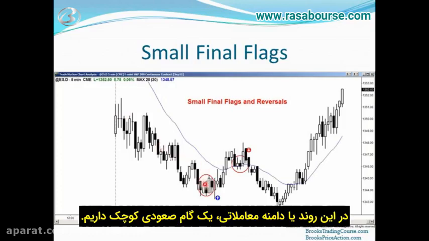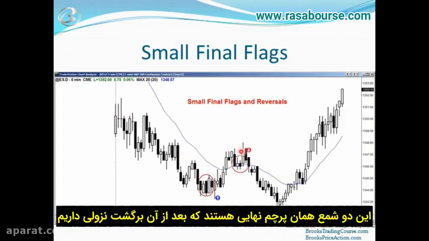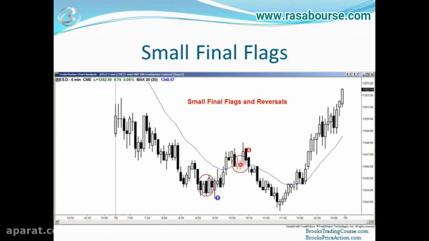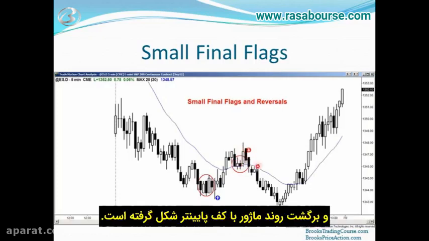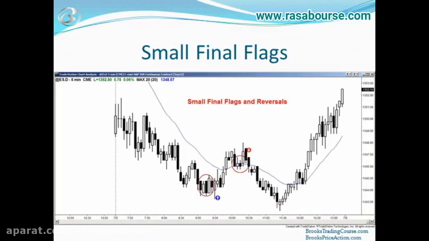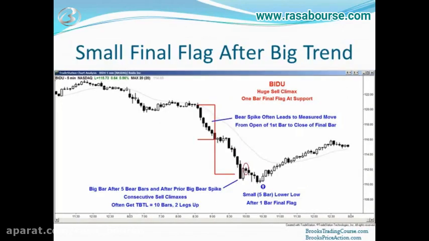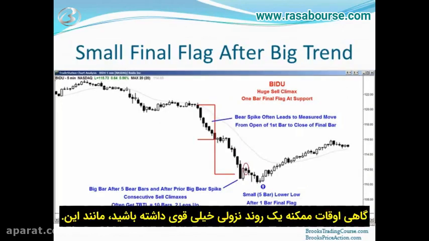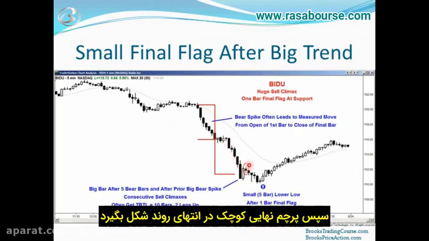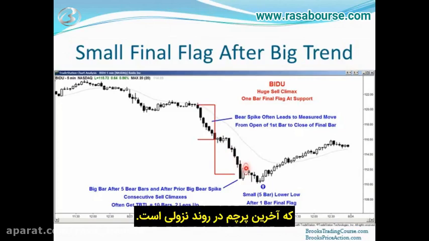We have a small bull leg in either a trend or a trading range. These two bars became the final flag that led to a reversal down to a lower low major trend reversal. Sometimes you can have a very big bear trend like this, and then a small final flag being the last flag in the bear trend.